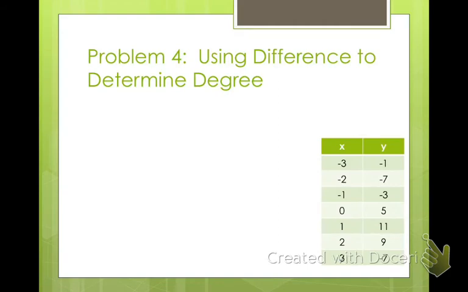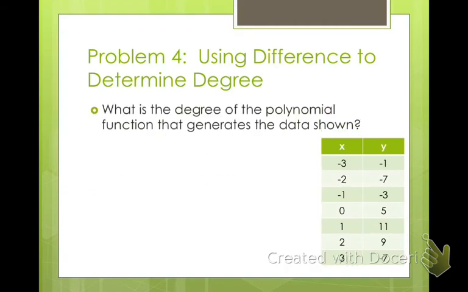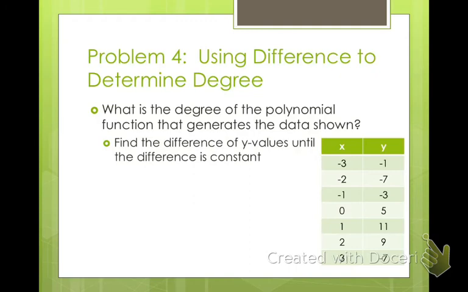Alright, and then the last thing we're going to do is talk about the difference to determine a degree. So to find the degree of just a set of information, this data, what we have to do is find the difference of y values until our difference is a constant. So we have to take just these y values here and then find the difference repeatedly until the difference is the same.